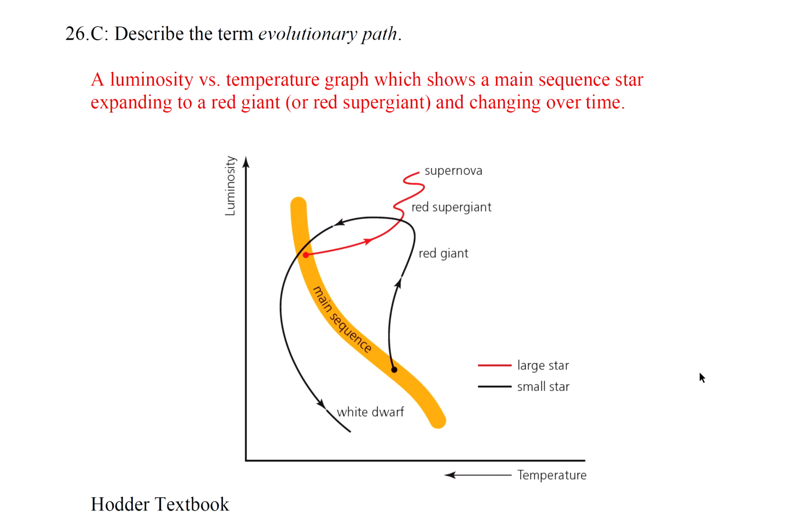Question 26. Describe the term evolutionary path. So it's a luminosity versus temperature graph which shows a main sequence star expanding to a red giant and changing over time. So you could see the main sequence star in yellow, this strip. Look at this black part here. First, it becomes a main sequence star.